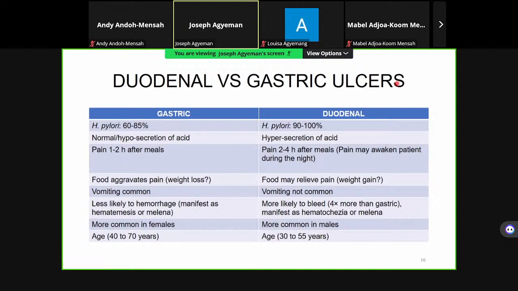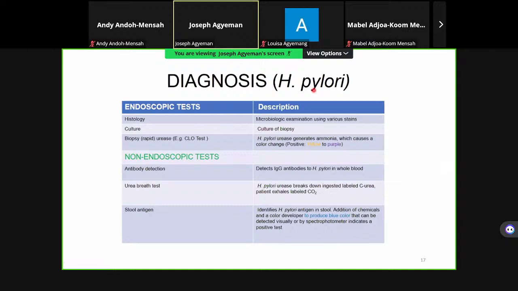Key things: H. pylori involvement, a common question, is more common with duodenal ulcers. The pattern of the pain and the relationship with meals. So the first 3 are the most important ones. Not saying that the others are not important, but if you can't remember all, at least remember the pain pattern with meals, timing, and H. pylori involvement. Any question? If not, we are moving straight to diagnosis.